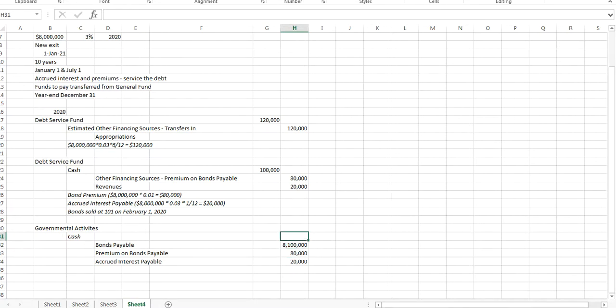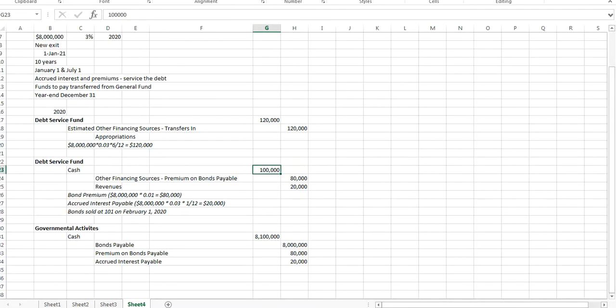$8,100,000. I'm sorry, is 8 million. I'm getting ahead of myself. And so the cash then is the $8,100,000 because it's sold at a premium. I don't want that italicized. There we go. It's sold at a premium. And so we had more cash coming in, plus we had the accrued interest coming in. So the cash coming into the governmental activities was $8,100,000, which was the bond plus the premium plus the accrued interest.